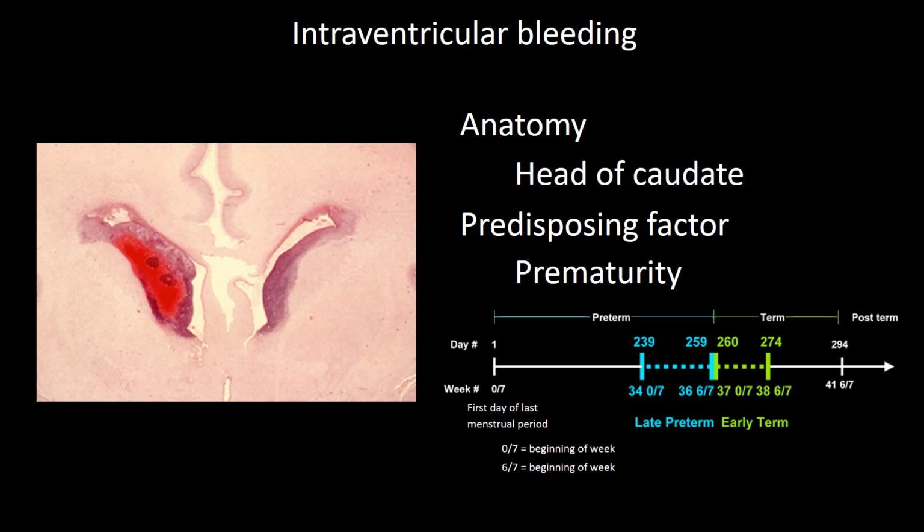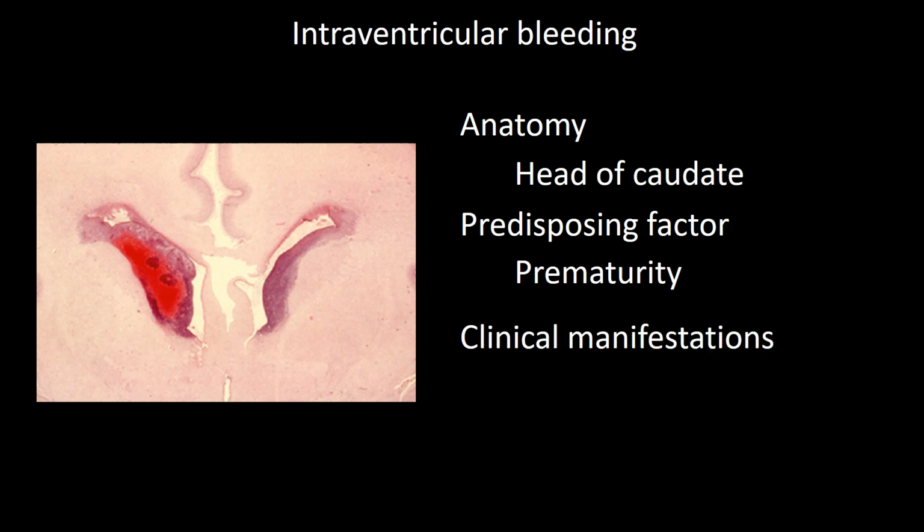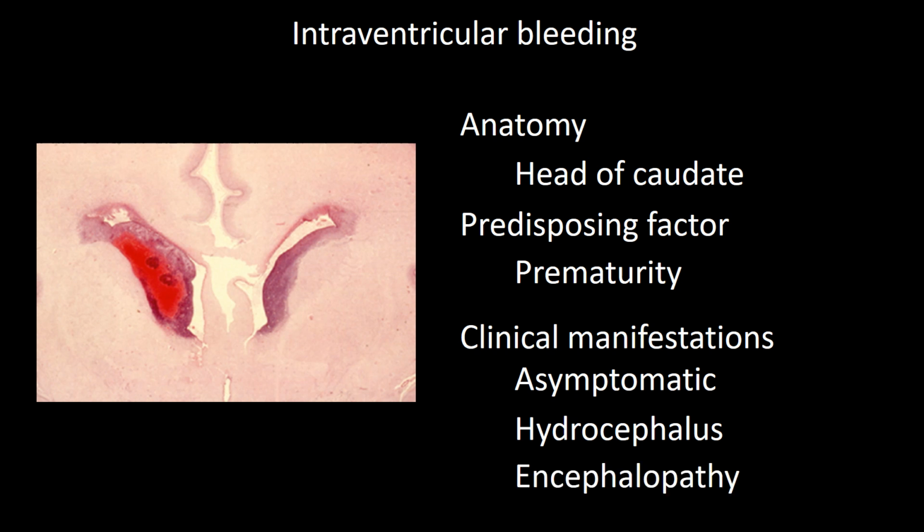This is a maturity line. It indicates different terms used in neonatology. Notice that the counting starts with the first day of the last menstrual period. Intraventricular bleeding is more frequent at 28 weeks than at 32 weeks gestational age. Clinical manifestations are often absent, but when present, most of the time they manifest by hydrocephalus or signs of encephalopathy. Intraventricular bleeding often expands to produce intraparenchymal bleeding.